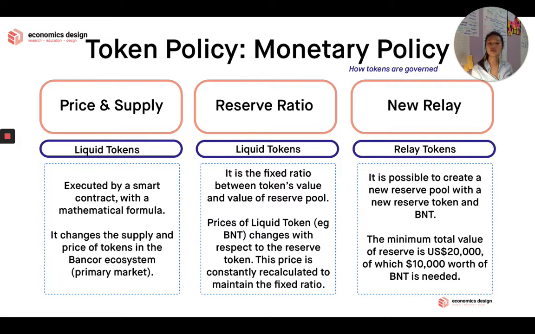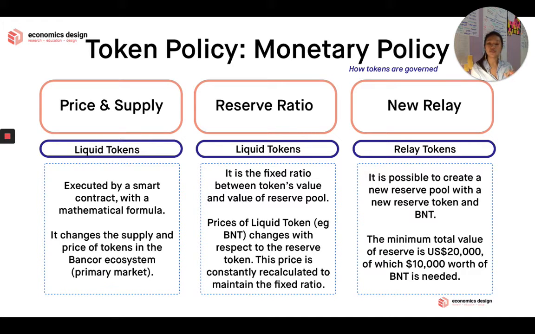The other thing to remember is the reserve ratio. Reserve ratio is basically the exchange rate that we talked about just now. When you go to the exchange, the money changer, he can charge you a different exchange rate from the rest of the other money changers. This is what will not happen because the reserve ratio is fixed. The exchange rate is fixed for liquid tokens.